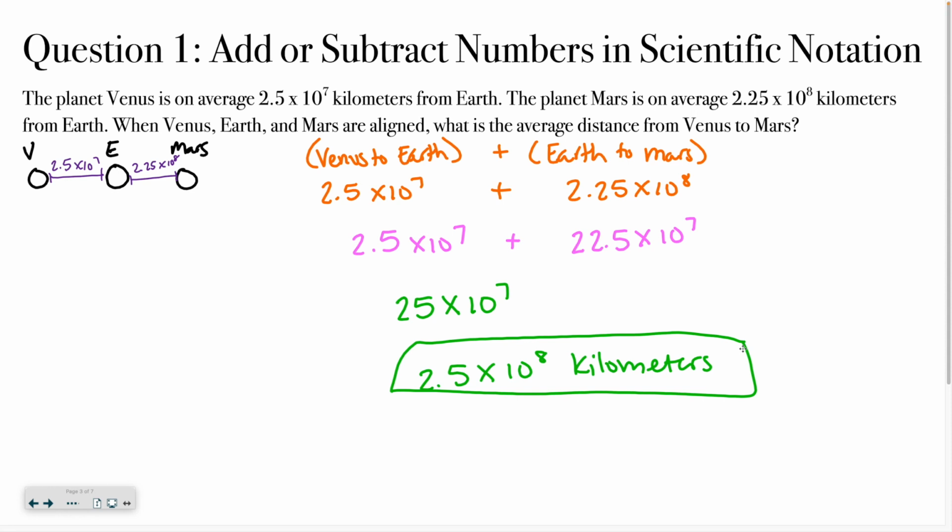All right, for this problem, hopefully you said or got 2.5 times 10 to the 8th kilometers as your answer. You can take a look at my work there. I was able to take the distance from Earth to Mars, and what I did was I moved the decimal so that way my 8 changed into a 7, which allowed me to just add my 2.5 with my 22.5, which gave me that 25 times 10 to the 7th. And then to move that decimal point over 1, I would increase my exponent. And that's how I got 2.5 times 10 to the 8th.